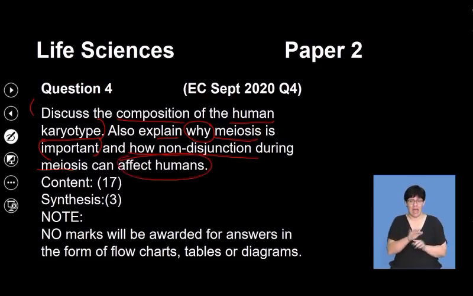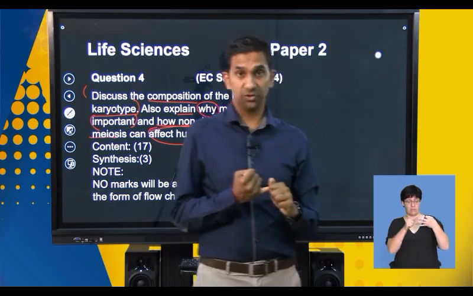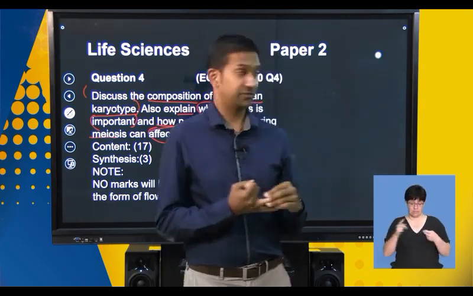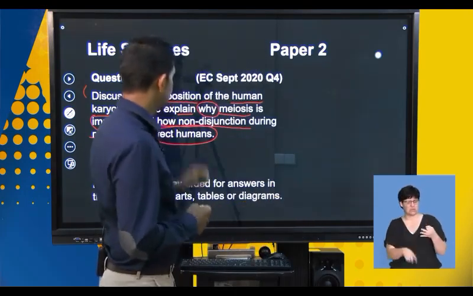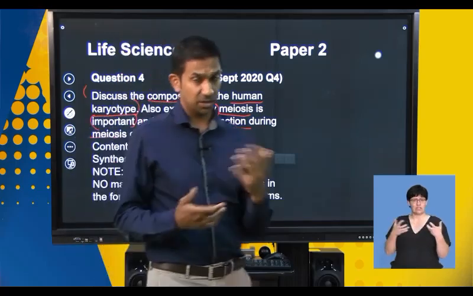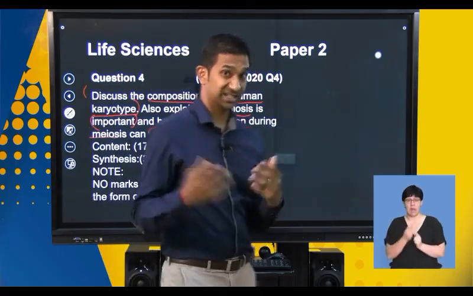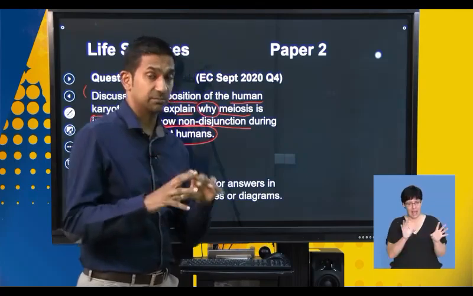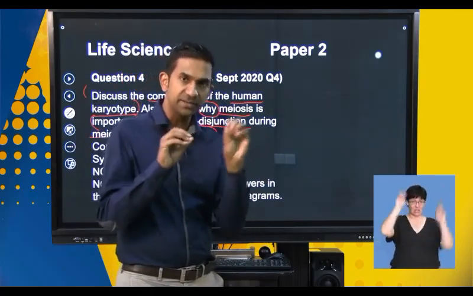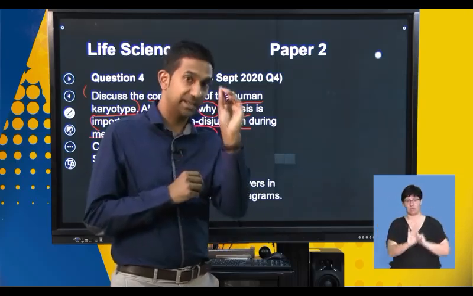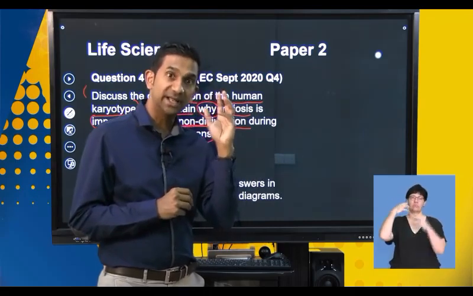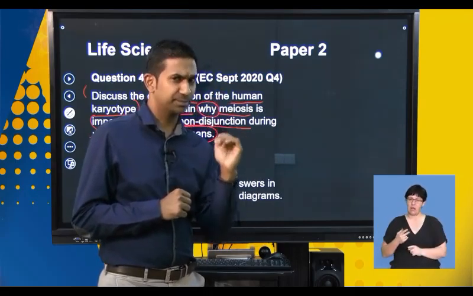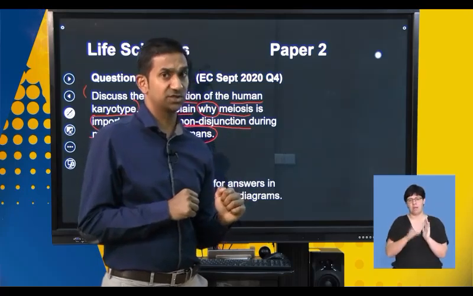So if you look at this, there are three parts to this question. It's about the composition of a human karyotype. Second, we've got to talk about why meiosis is important. And finally, why non-disjunction occurs and the effects of that. So clearly, we can break down this huge essay topic into three little sections. And that's essentially being able to identify and then allocate to yourself in your planning what the possible mark allocations for those three sections might be.